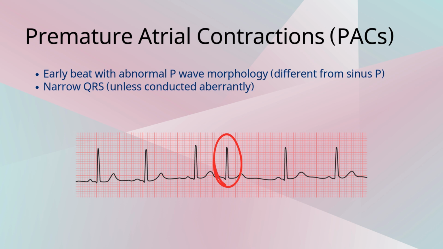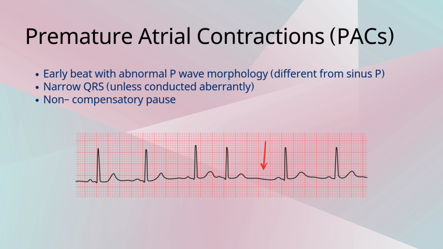Now, one high-yield feature is the pause after the PAC. What happens is a PAC fires early from an ectopic atrial focus. The premature P wave still conducts through the AV node unless it's blocked. Because the sinus node is reset by the premature atrial impulse, the next sinus beat comes earlier than expected. The result is what's called a non-compensatory pause after the PAC because it's shorter than a full compensatory pause. So in simple terms, the PAC resets the SA node timing, so the sinus node fires earlier than it would have otherwise.